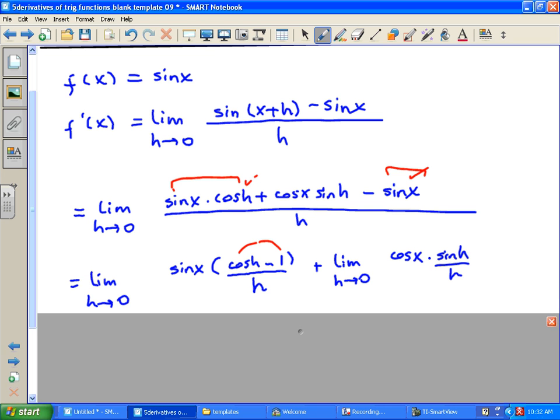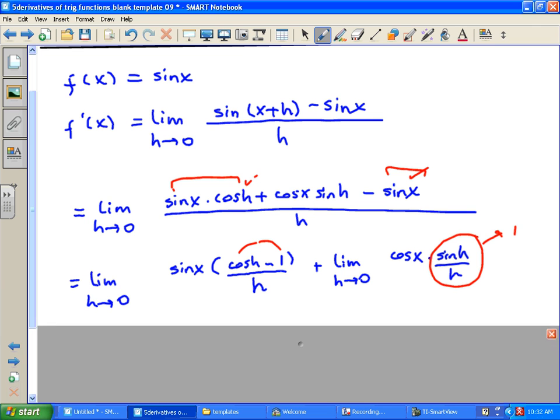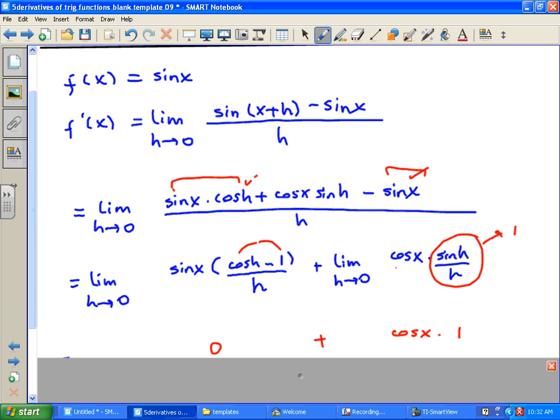And finally, what do we know about this limit? Sine h over h as h goes to 0. That limit is 1, right? So if you look at my second part in here, okay, what you have is cosine x, which doesn't depend on h, so you write it exactly as it is. And the other part is 1. So this part is going to be cosine x times 1.